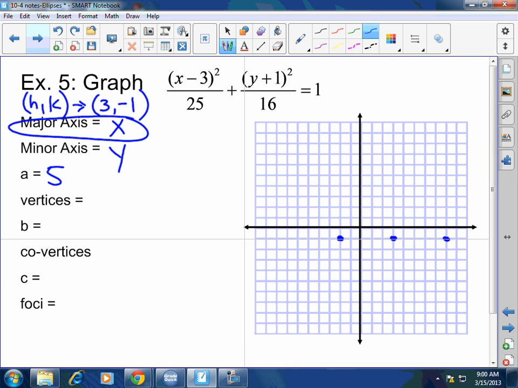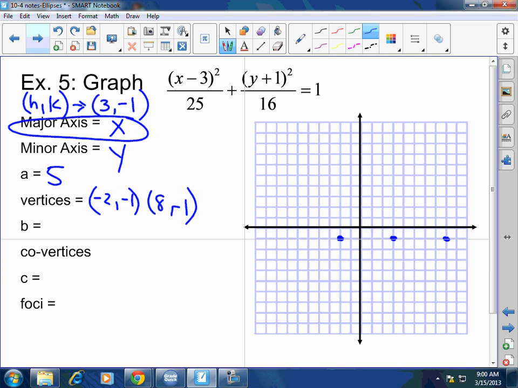Is everyone with me here, guys? So my vertices, write down what you just graphed. Negative 2, negative 1. And 1, 2, 3, 4, 5, 6, 7, 8, negative 1. Is everyone with me, my brothers?